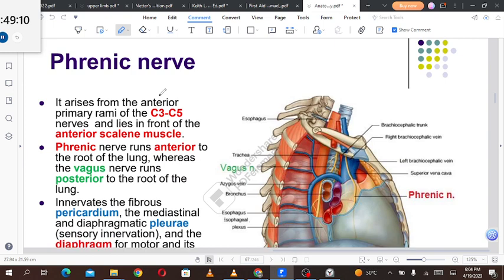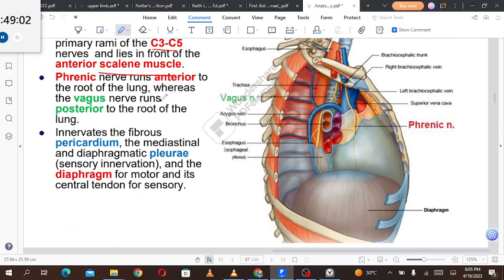Then we have the phrenic nerve. It arises from the anterior primary rami of C3 to C5 nerves and lies in front of the anterior scalene muscles. Okay, scalene muscles are in the neck. The phrenic nerve runs anterior to the root of the lung, whereas the vagus nerve runs posterior to the root of the lung. Remember this point. So here we have the phrenic nerve running anteriorly, and the vagus nerve is over here, running posterior to the root of the lungs.